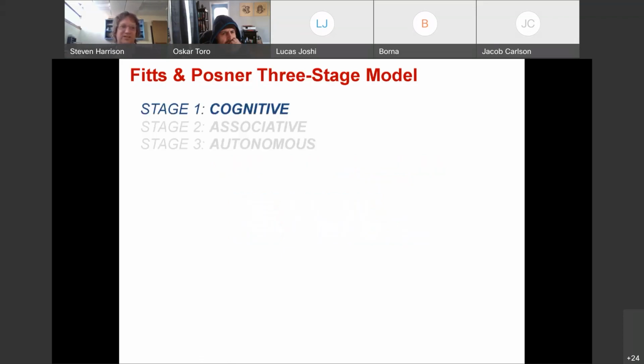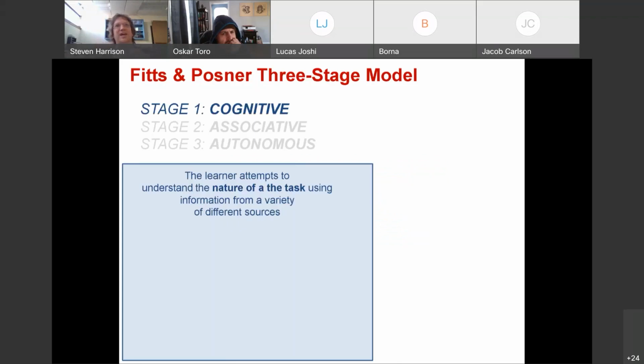Okay, so stage one, the cognitive stage. Here, the learner attempts to understand the nature of the task. Think about the shoelace example. With the declarative knowledge, you're understanding the nature of the task, that you have to form the bunny ears, you have to grab the shoelaces in a particular way. The learner is going to use information from a variety of sources. One might be observation, like watching someone else tie their shoelaces or demonstrate the different stages of tying shoelaces.